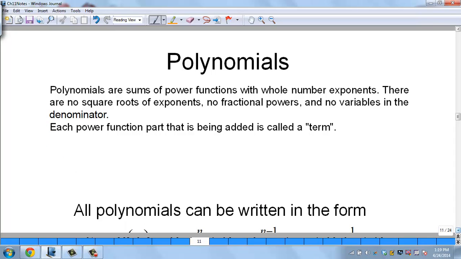First of all, I want to know what a polynomial is. Well, they're the sum of power functions. So all I'm doing is taking a bunch of power functions and adding and subtracting them with whole number exponents. There are no square roots of exponents, no fractional powers, and no variables in the denominator. Each power function part that is being added is called a term. Okay, and we've talked about this before.